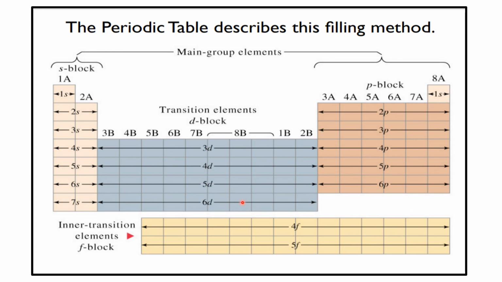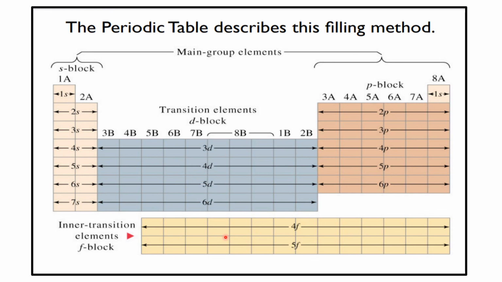Next. So here when you observe the groups of elements, 18 groups are present. So 1A and 2A together are S block elements, and 3A to 8A are known as P block elements. In between them, D block elements are present, and these D block elements are known as transition elements. S and P block elements together are known as representative elements. Remember, S and P together, representative elements. And under D block elements, F block elements are present, and they are known as inner transition elements.